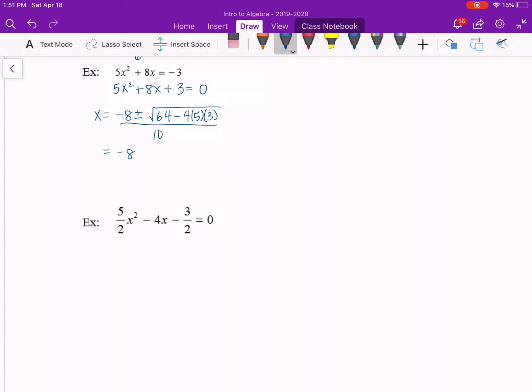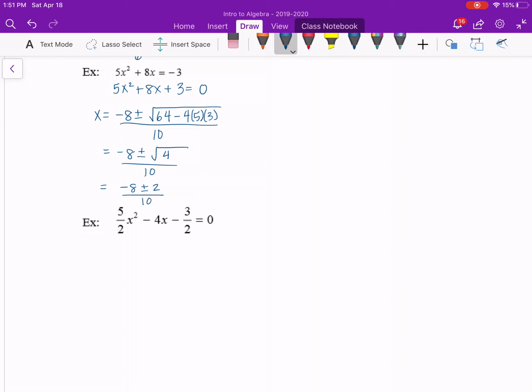So 64 minus 60, right? 5 times 4 times 3 is 60. So 64 minus 60 is 4. And we actually end up with a perfect square this time. So we can simplify that perfect square. And we get negative 8 plus or minus 2 over 10.